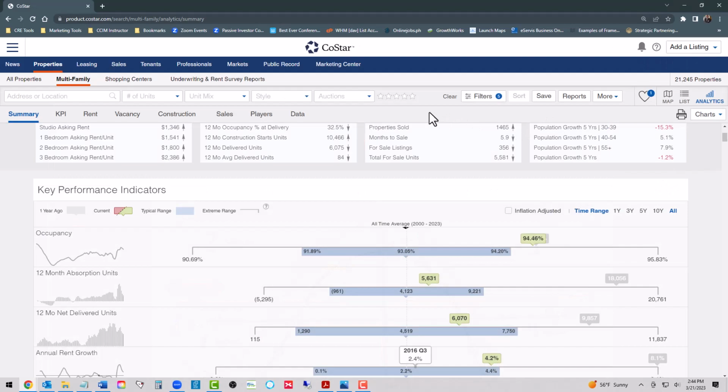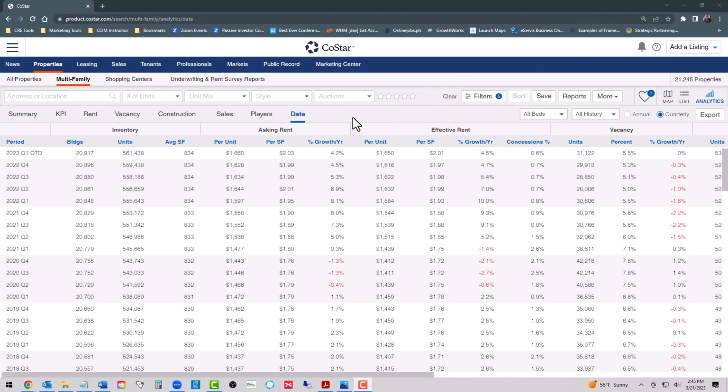So that said, let's go take a look at the data and see what the data is telling us for all three asset classes combined. So here is the rent analytic data for all three asset classes combined in the Chicago metro statistical area. We are not looking at asking rents. We are only looking at effective rent. We don't care what the owner is asking. We care what they are collecting.